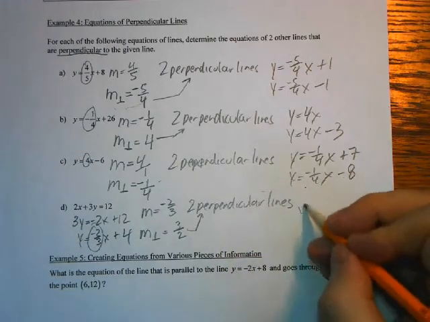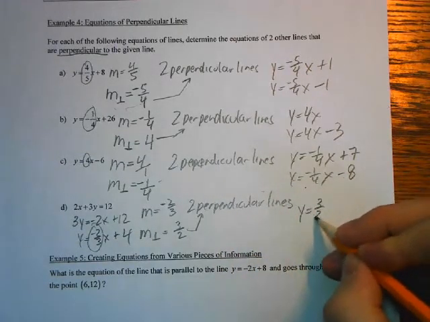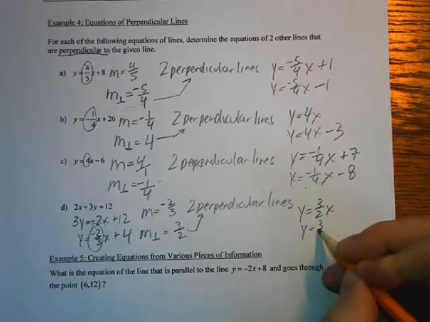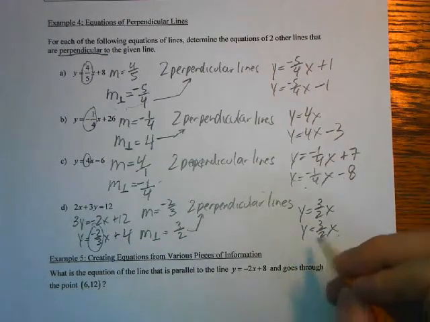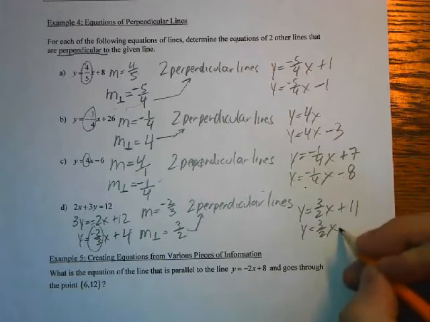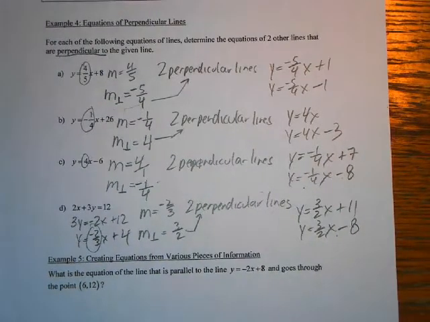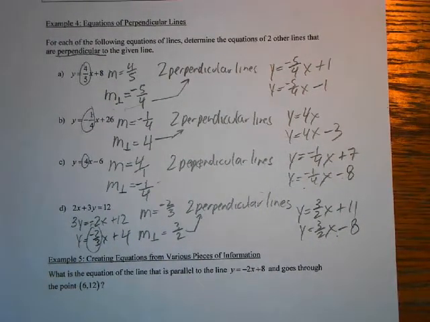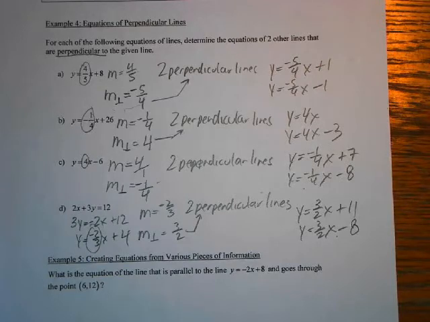So they're both going to be y equals 3/2 x. And then just pick some random numbers, plus 11, minus 8. Okay, so that's how you create equations of perpendicular lines given a line.